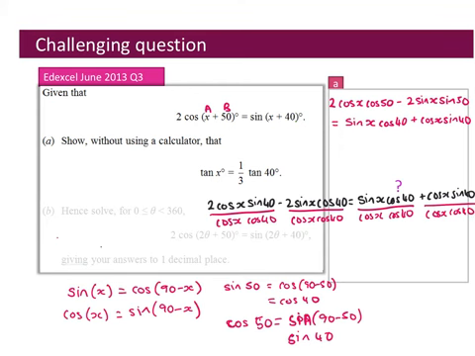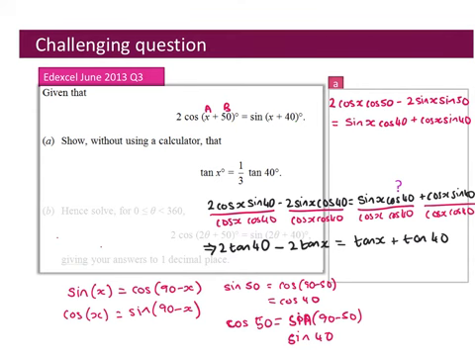So what we're going to have is 2 cos x sine 40 over cos x cos 40 is in fact 2 tan 40. Minus 2 sine x cos 40 over cos 40, so that's just 2 tan x, equals sine x over cos x, and then the cos 40 is going to cancel, so that's tan x, plus cos x sine 40 over cos x cos 40 is just going to be tan 40.